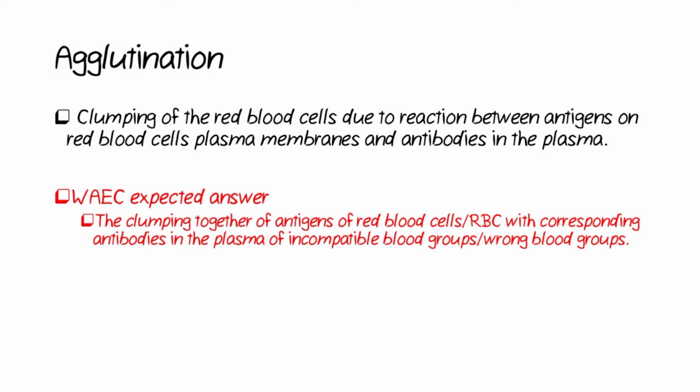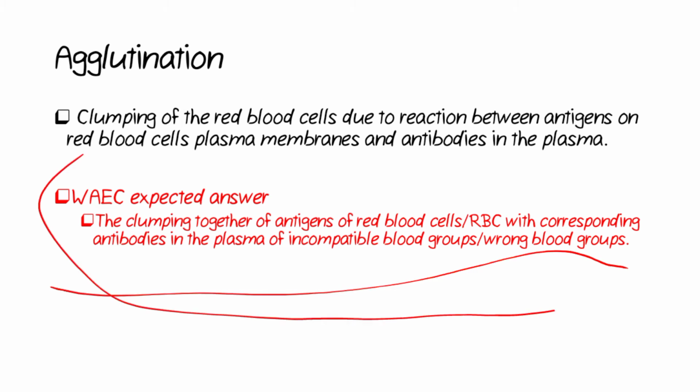Now let's look at the WASSCE expected answer. What will WASSCE want from you? WASSCE expected answer: the clumping together of antigens of the red blood cells or RBC with corresponding antibodies in the plasma of incompatible blood groups or wrong blood groups. This is what WASSCE will expect from you.